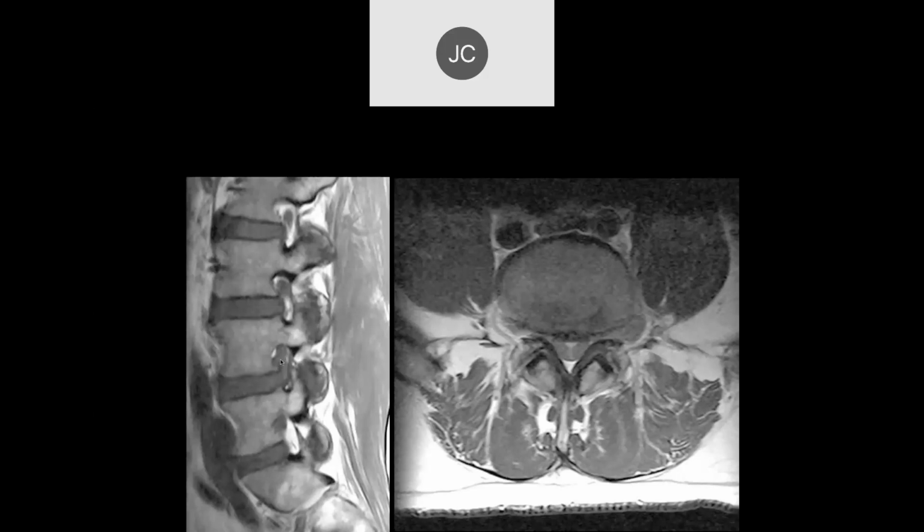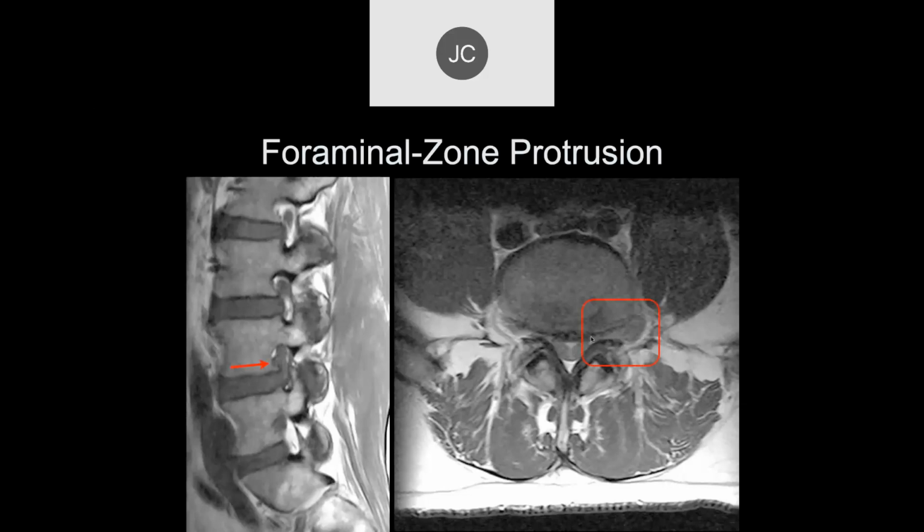And here's another extrusion. This is going into the foraminal zone. Here's a disc down here compressing the nerve that's pushed up to the superior part. And here is the foraminal zone disc protrusion. And these are important, as we'll see in a minute, or maybe next week in our next lecture.